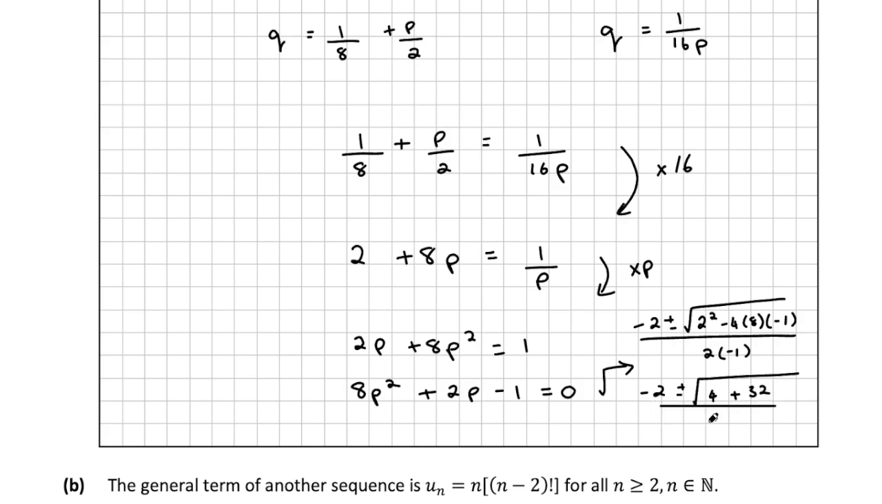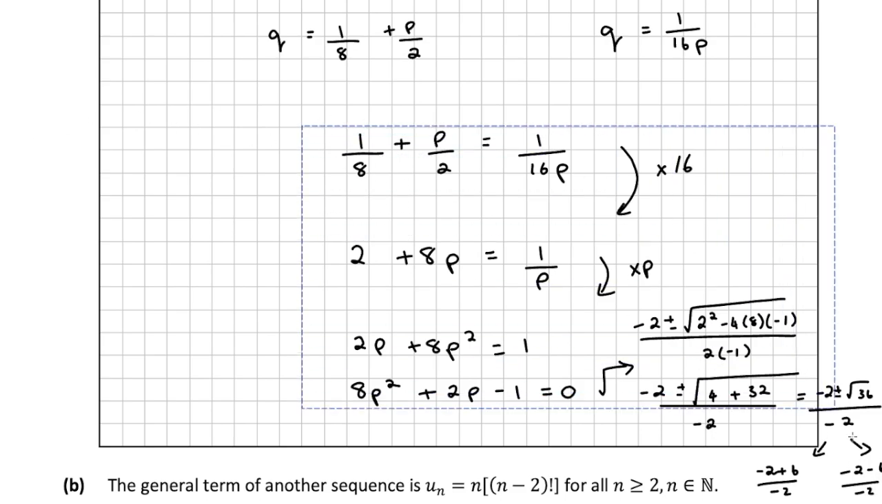And then I'm going to have all over 2 by minus 1, which is minus 2. I'm going to keep tidying this out, so I'm going to have minus 2 plus or minus the square root of 4 plus 32 is root 36, and it's going to be all over minus 2. Tidying this out further, I'm going to have minus 2 plus 6 all over minus 2, or here I'm going to have minus 2 minus 6 all over minus 2.